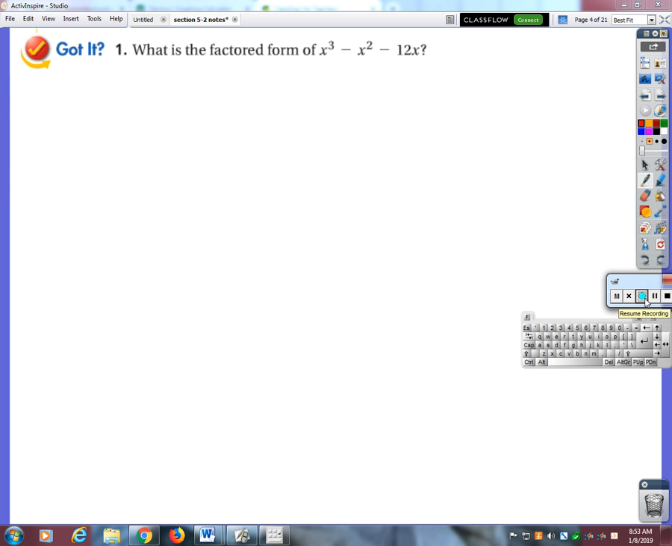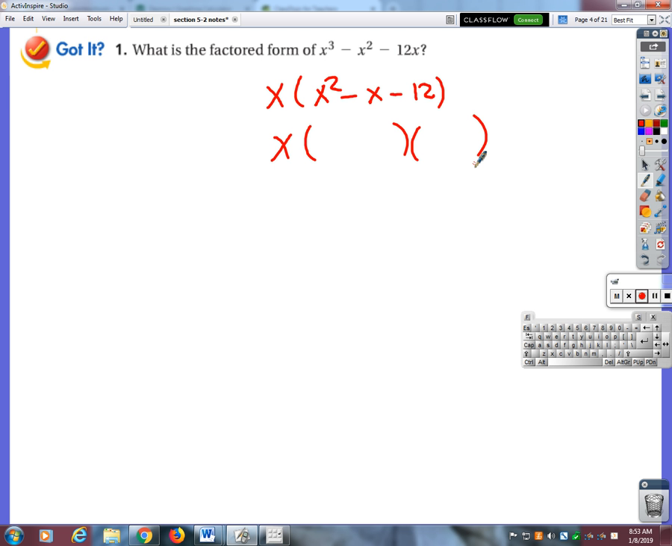I got the x. Okay, x parentheses x squared minus x minus 12. Yep, that's a good start. Is that as far as you got? You can do better than that. Two numbers that multiply together to be negative 12 and add to be negative 1. Negative 4 and 3. Okay, so x minus 4, x plus 3. Okay, makes sense?